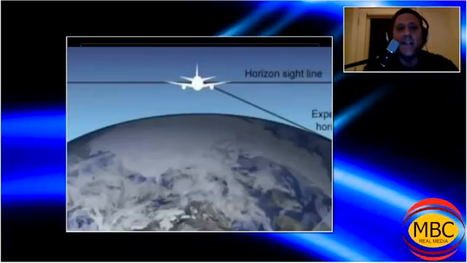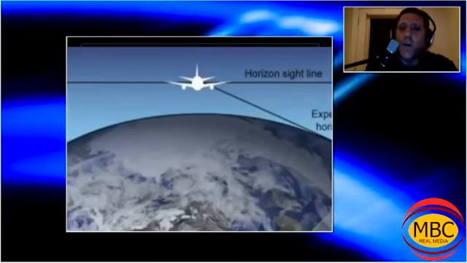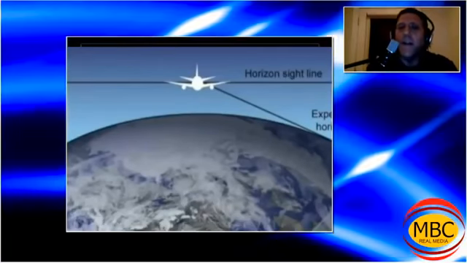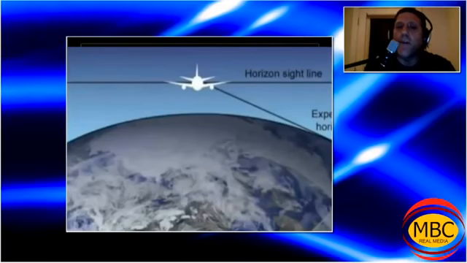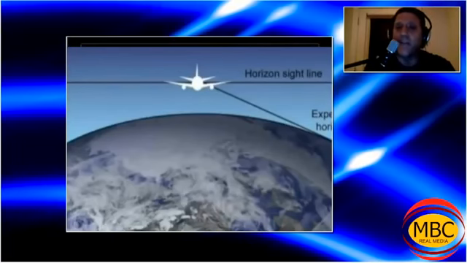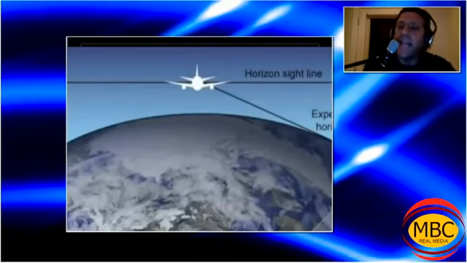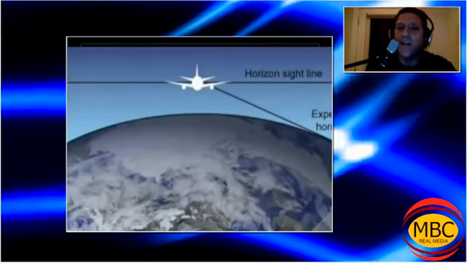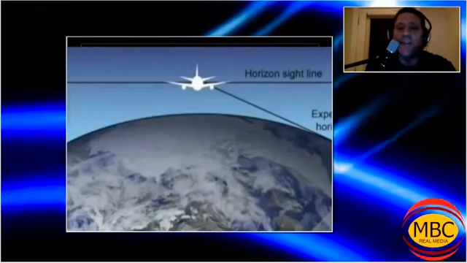Next, here's a little exaggerated picture of what it looks like from an airplane. The horizon not only should drop off in front of you, but it should drop off more visibly to the left and to the right. And the equation for that is 8 inches per mile squared. So as you get up over 100 miles, the drop is drastic. Next.